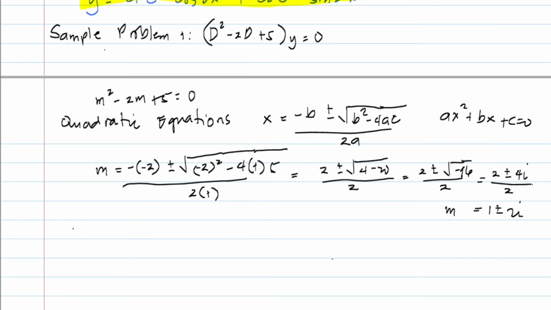Ngayon, ang solution natin is our y is equal to c1 e to the, ano yung a natin? 1. Okay? So, e to the x cosine, ano yung b natin? 2. 2x plus c2 e to the x sine 2x. So, ito na po yung ating sagot. And y is equal to c1 e to the x cosine 2x plus c2 e to the x sine 2x.